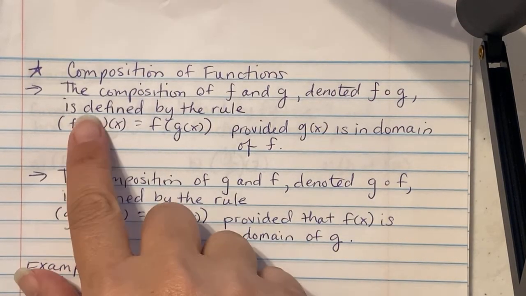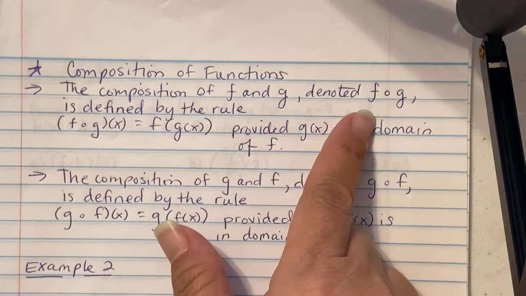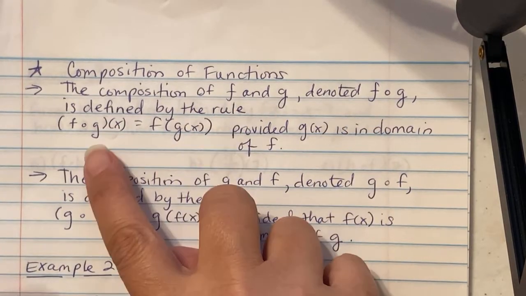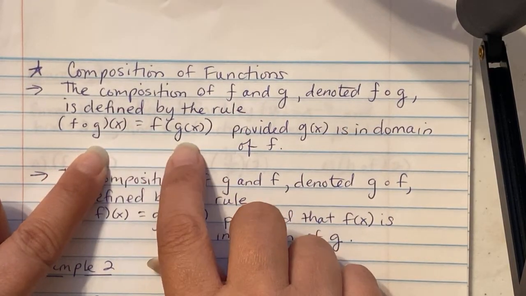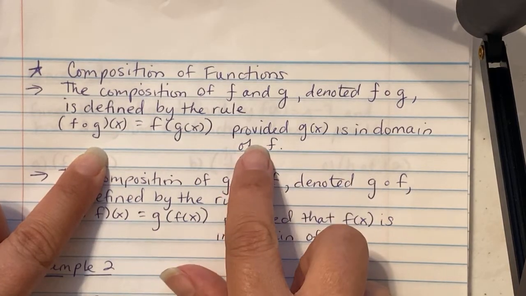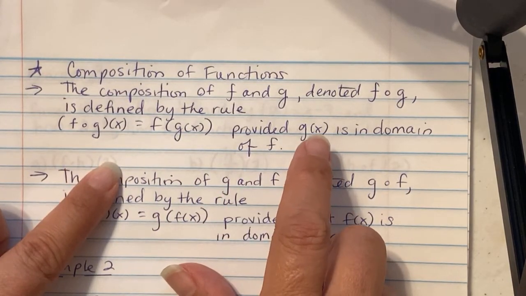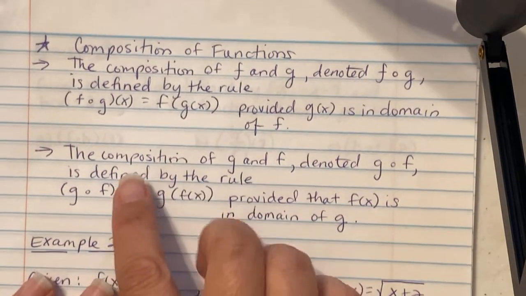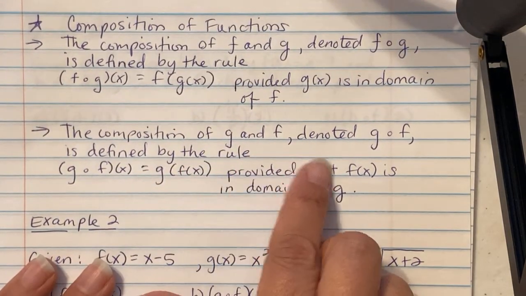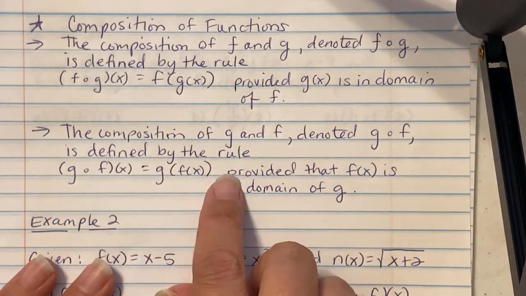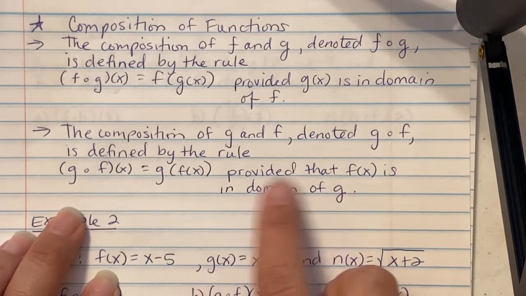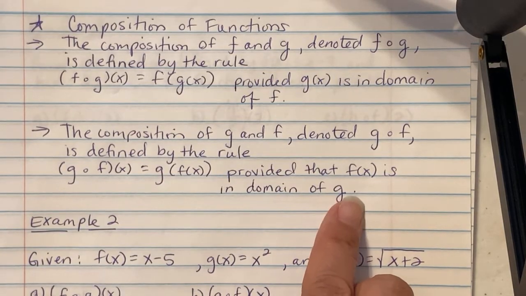Composition of functions. The composition of f and g, denoted as f circle g, which we know as fog, is defined by the rule: fog of x is f of g of x, provided that g of x is in the domain of f. That means all the values of g of x are part of the domain of the f equation. The composition of g and f, denoted as gof, is defined by the rule: gof of x is g of f of x, provided that f of x is in the domain of g, so it's vice versa.